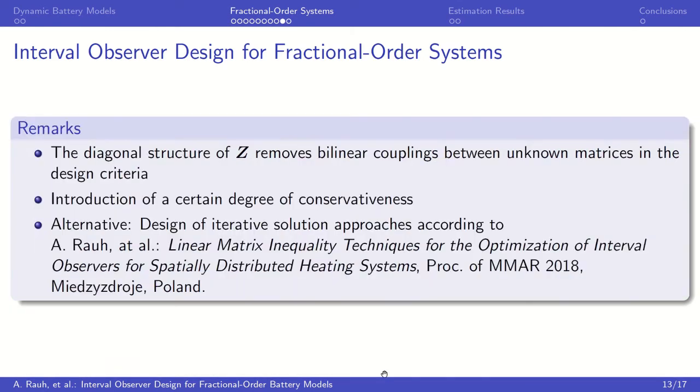Now, the structural restriction of the matrix Z to a purely diagonal matrix introduces also some specific degree of conservativeness. This conservativeness could be reduced, for example, by removing the structural restriction and solving the corresponding design criteria in an iterative fashion, as you can see here in this reference.